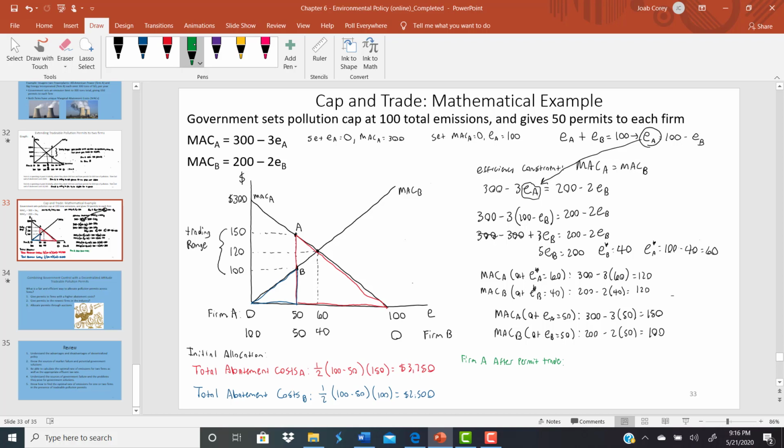All right. So after firm A goes out there and starts buying permits, you can see that they don't have to abate nearly as many emissions as they did before. Instead of going from 100 down to 50, they have to go from 100 down to 60 because they're going to go out there and buy 10 permits from firm B. So in other words, after permit trade, firm A's abatement costs are going to go down to this area there. So that's going to be the abatement cost for firm A. This is their final abatement cost.